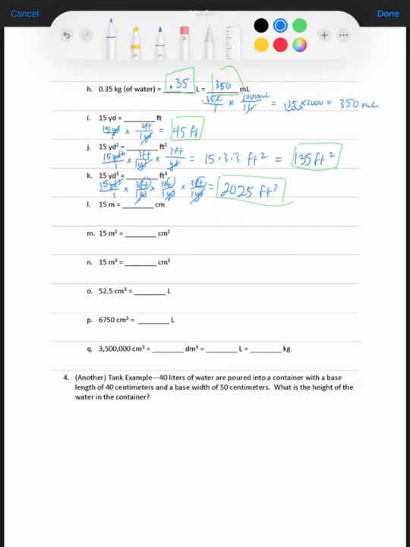Meters to centimeters. Okay, so we have 15 meters over 1 multiplied by my conversion factor to get the centimeters. Well, we know that for every 1 meter, there's 100 centimeters. So that's going to equal, the meters will simplify, 15 times 100 centimeters, which gives me 1,500 centimeters.